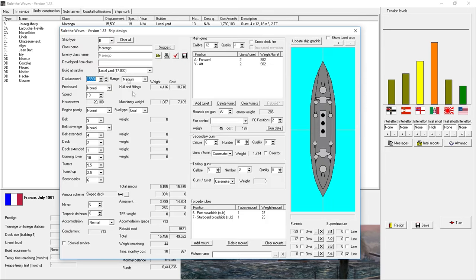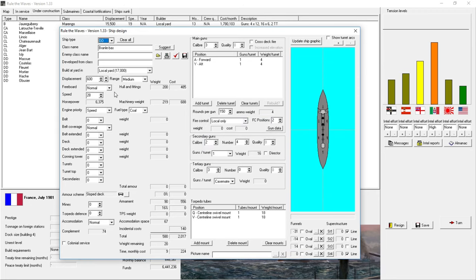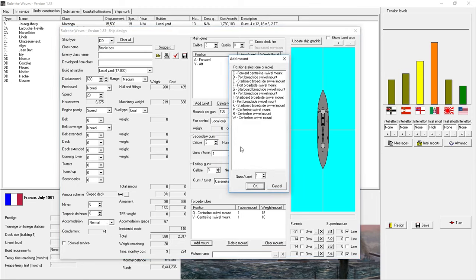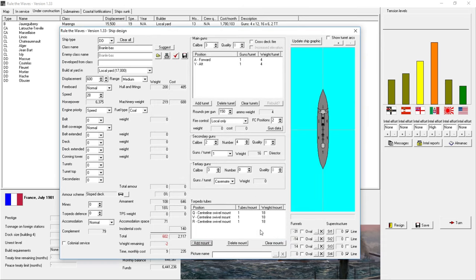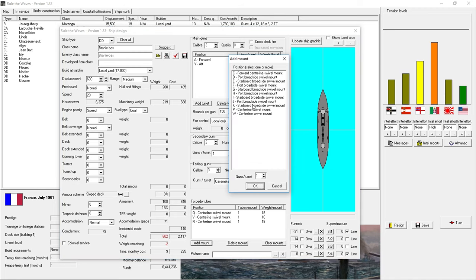Let's go ahead and actually design a new destroyer class. We do have 600 ton destroyers available. I don't really know what to do with destroyers. I usually auto design the Brenel Ba class, 28 knots, normal accommodation. That's good. 74 crew, 20 weight remaining. We could add a new torpedo tube if it lets us. We've got two centerline swivel mounts, and we could add another centerline swivel mount, I think. Heavier, crowded, overweight, so we could have three torpedo tubes. I almost would rather have four torpedo tubes if I could. Can I do that?